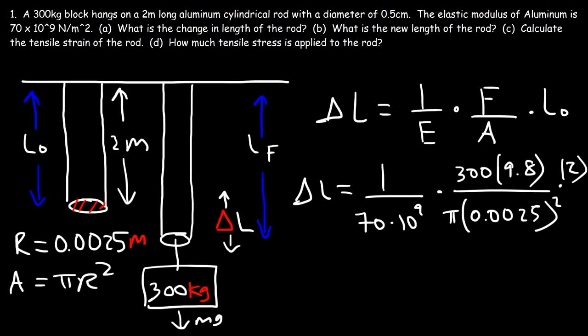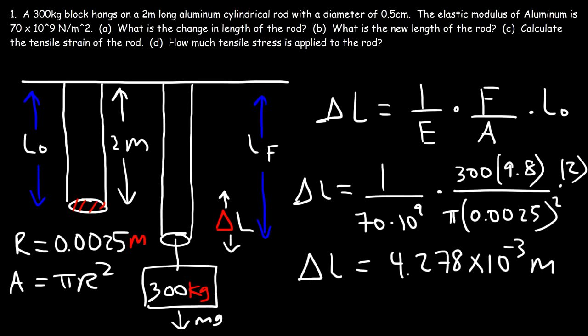So let's multiply 300 by 9.8 and by 2, and then divide that result by 70 times 10 to the 9, and then divide it by pi. You can do it one step at a time if you want, and then divide that by 0.0025 squared. So the value that I have is 4.278 times 10 to the minus 3 meters. Now if you want that answer in centimeters, just multiply by 100. So the change in length is about 0.4278 centimeters.